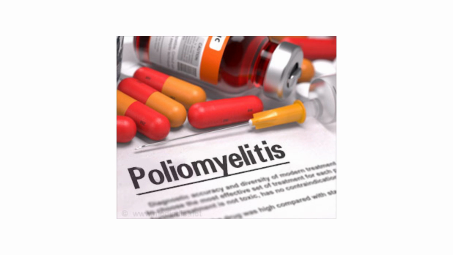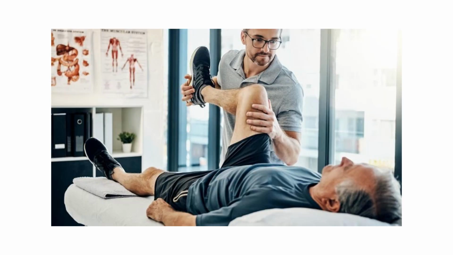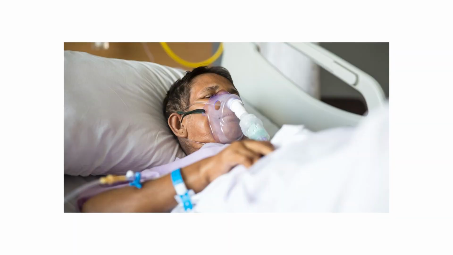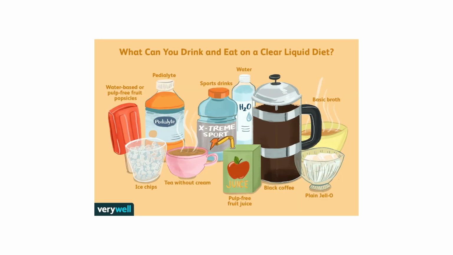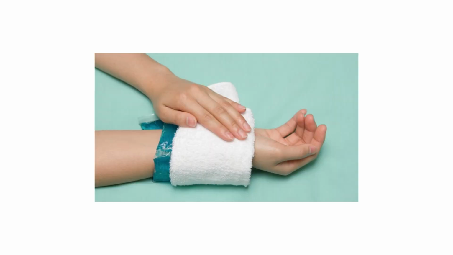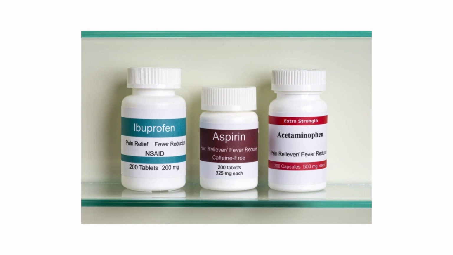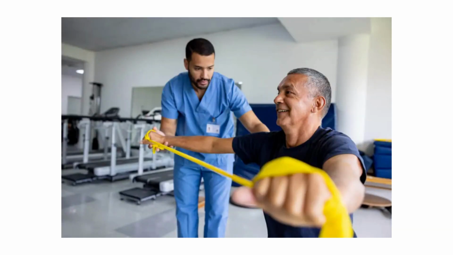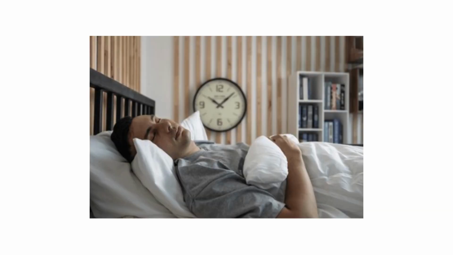How is polio treated? There are no specific medications to treat polio. If you have paralytic polio, you'll receive physical therapy. If your breathing muscles are weakened or paralyzed, you'll need mechanical ventilation, a machine that helps you breathe. You might be able to improve your symptoms by drinking fluids such as water, juice, and broth, using heat packs to help muscle aches, taking pain relievers such as ibuprofen, doing physical therapy and any exercise recommended by your healthcare provider, and getting plenty of rest.